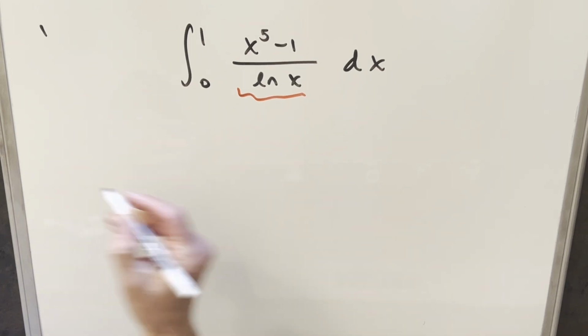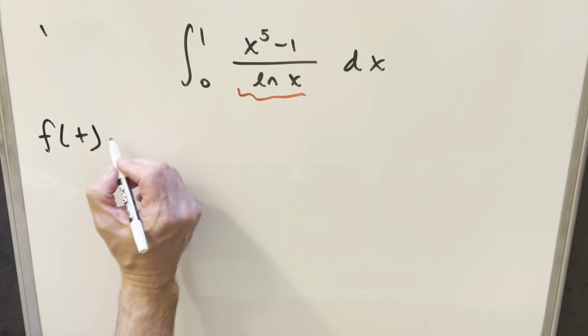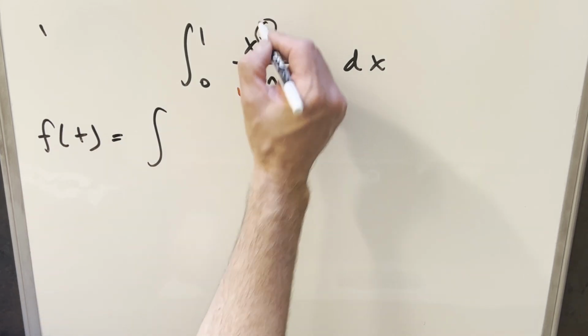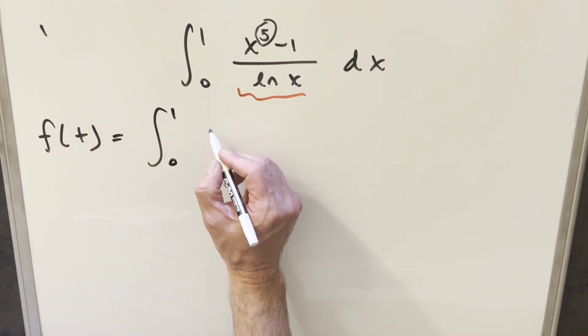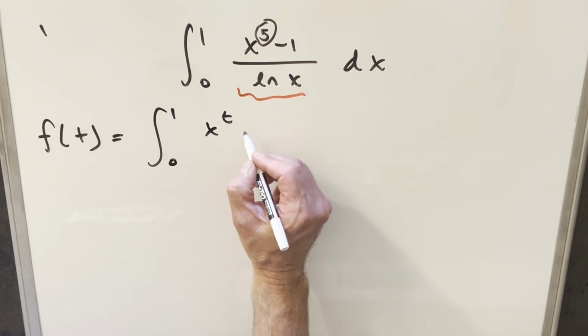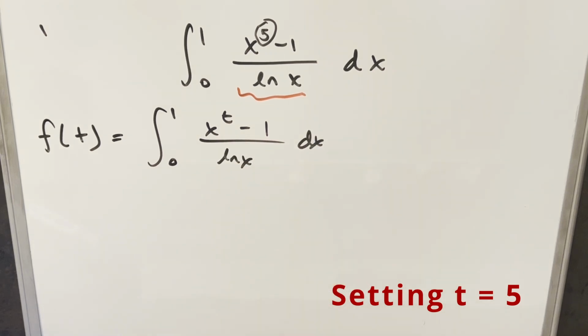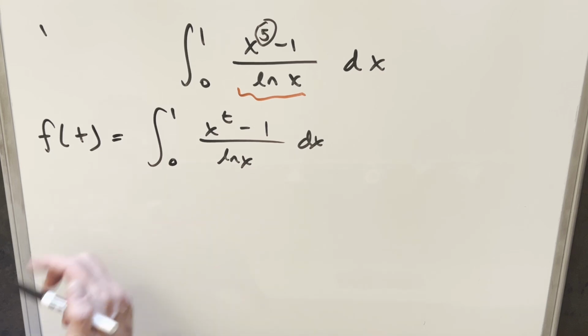But what I found we could do here is rewrite this as a function of t, introducing t into this when I rewrite it. I'm focusing on this exponent 5 right here. So if we have an integral going from 0 to 1, I'm going to write this as (x^t - 1) over ln x. Now we have two variables inside the integral.